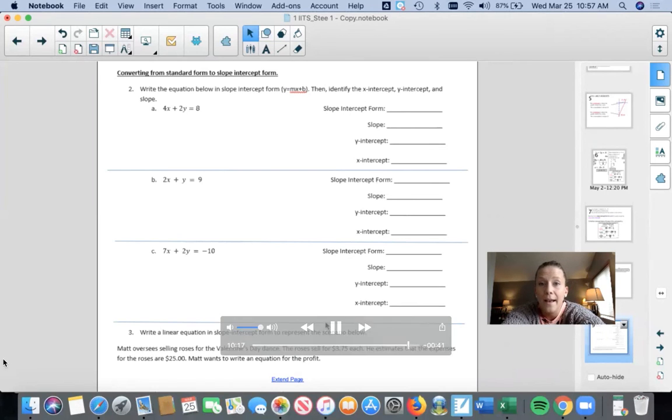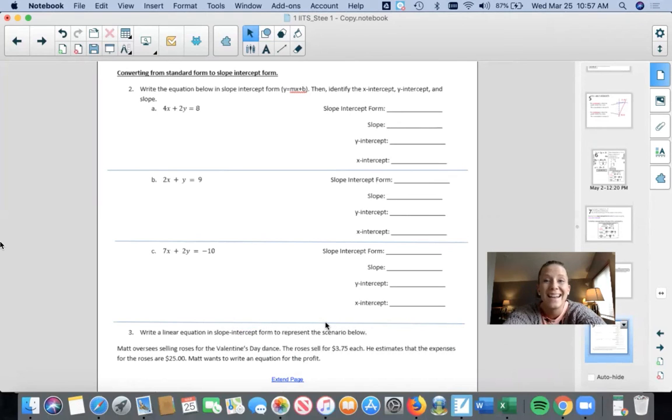I do have 3 Schoology questions for an exit ticket, just so I can see how you're doing. Remember, the best way to learn this is to hear it, see it, and then try it yourself. Tomorrow, we're going to do the reverse and take it from slope-intercept form to standard form.